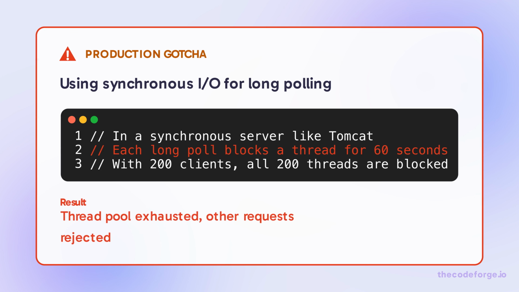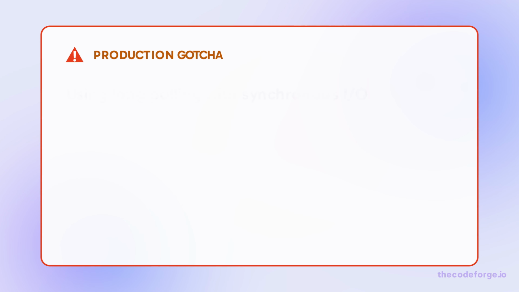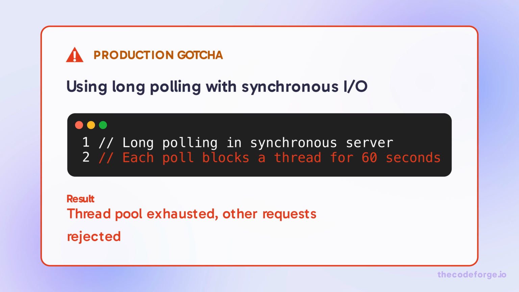Every long polling request ties up a thread for the poll duration. In a synchronous server like Tomcat, 1,000 clients polling every 30 seconds means 1,000 threads blocked. Your thread pool will exhaust, and other requests like payments will be rejected. Always use async I/O or a dedicated event loop for long polling. This is the exact mistake from the incident.